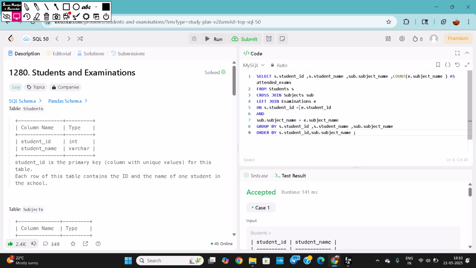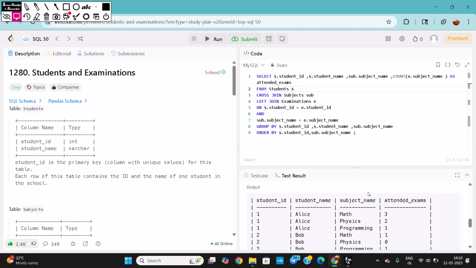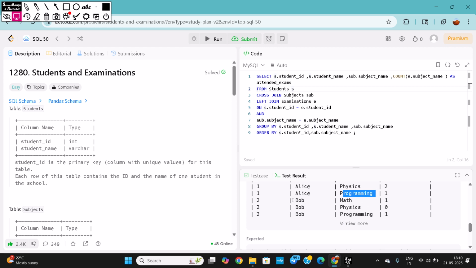So what I'm doing here is, first of all, I cross join each student with the subject name. Then this joined table is left joined with the examination table so that we can get all the information. After that, we simply select the student ID, student name, and the subject name, as they mentioned, along with the attendance. So here we can see Alice has attended the maths exam 3 times, she attended the physics exam 2 times, and programming 1 time. And here Bob doesn't have any record, so it comes with a null value. That's why we mention Bob attended physics 0 times.